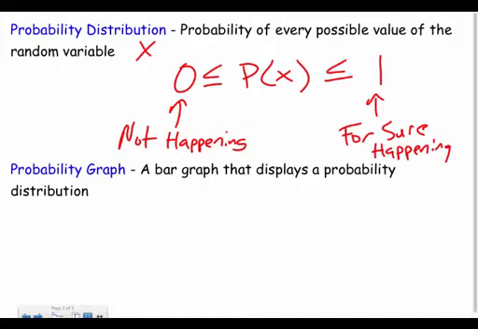So x, we're using x for the event. The probability of x has to fall in between 0 and 1. And the nice part about this is the sum of all the probabilities, if I'm looking at just one event, has to add up to 1. And we're going to look at that in just a second. I don't want to confuse you here, but we'll talk about that in a second. And we have a probability graph, which is a bar graph that just displays our probability distribution. And we say it's distributed, since the probability is out of 100%, it kind of shows how that 100% gets distributed. And we'll see that here in a second.